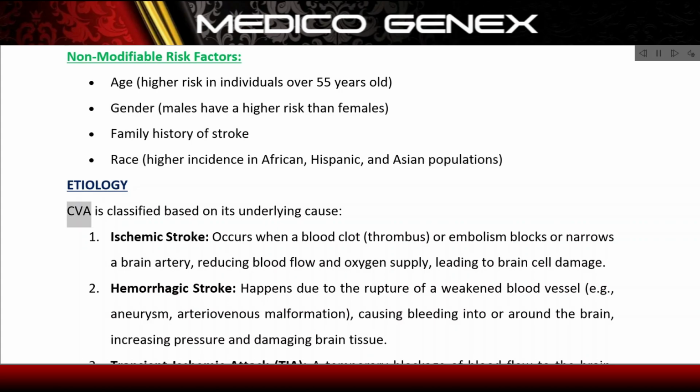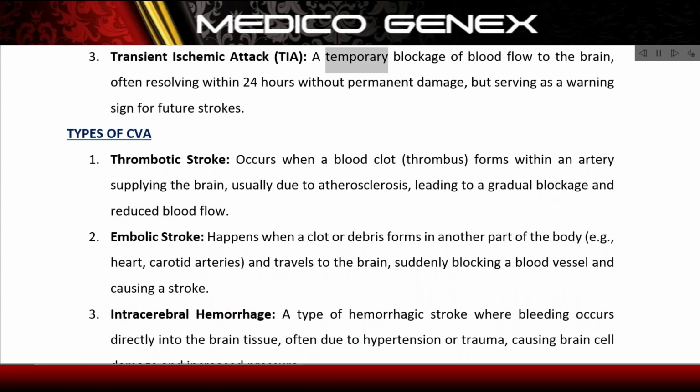Etiology. CVA is classified based on its underlying cause. Ischemic stroke occurs when a blood clot, thrombus, or embolism blocks or narrows a brain artery, reducing blood flow and oxygen supply, leading to brain cell damage. Hemorrhagic stroke happens due to the rupture of a weakened blood vessel, example aneurysm, arteriovenous malformation, causing bleeding into or around the brain, increasing pressure and damaging brain tissue. Transient ischemic attack, TIA, a temporary blockage of blood flow to the brain, often resolving within 24 hours without permanent damage, but serving as a warning sign for future strokes.